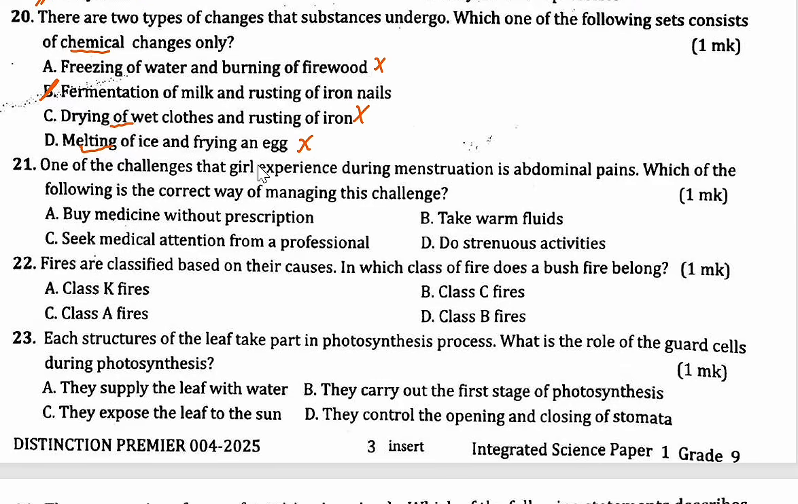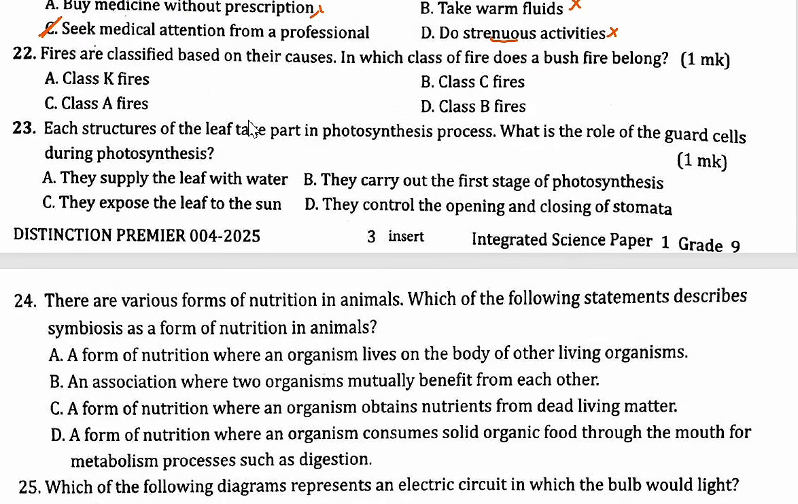Number 21. One of the challenges that a girl experiences during menstruation is abdominal pains. Which of the following is the correct way of managing this challenge? Buying medicine without prescription? No. Taking home fluids? No. Doing strenuous activity? You need not harm yourself? No. And therefore you can seek medical attention from a professional. Number 22.